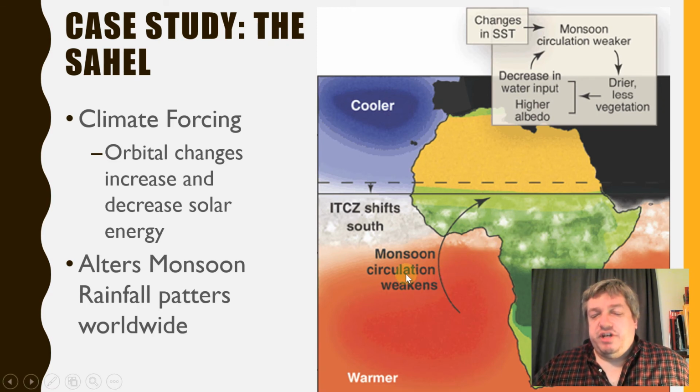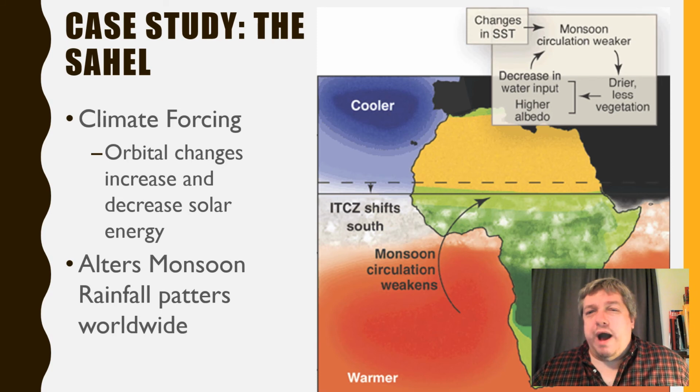Why was it changing? We have measured that there are little orbital changes. The orbit of our Earth around the sun wobbles a little bit, minutely, but it's just enough to change the amount of solar energy we have. If you change the amount of solar energy, the heating from the sun, just a little bit, it has huge, huge ripple effects.